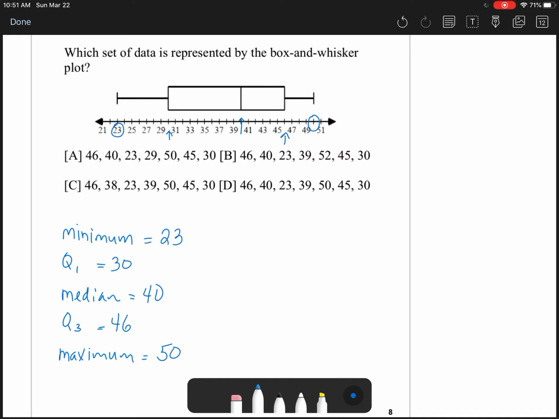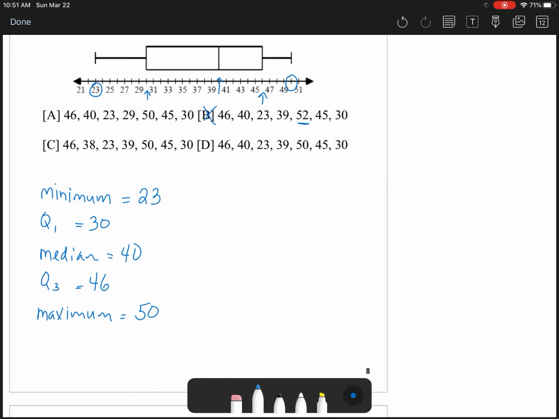So you might want to look right now at your choices to see if there's anything that we can eliminate. Now the minimum and the maximum values are going to be the most useful at this point, because that means we can't have a number below 23, and we can't have any numbers above 50. So looking through, we can eliminate choice B, because here we have 52. If we had 52 in our data, then that would have been the maximum number, and it's not, so we can eliminate that.